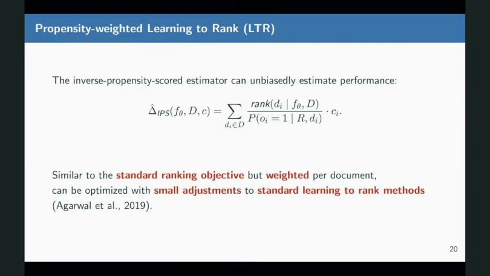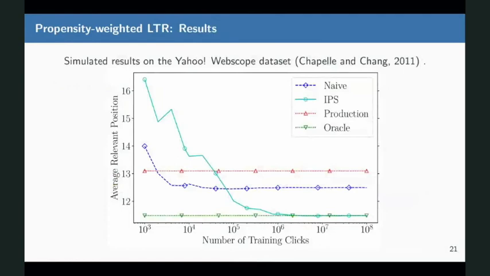During learning, you want to find your ranking system that minimizes the ARP, the average relevance position, which should be as low as possible. The idea is that with unbiased evaluation, you can estimate that using this estimator. And now we want to change the ranking function, so this part up here, so that this has the lowest value. That's the main idea. And you can do this by adjusting standard learning to rank methods. Again, for time, I'm not going to go into details here.